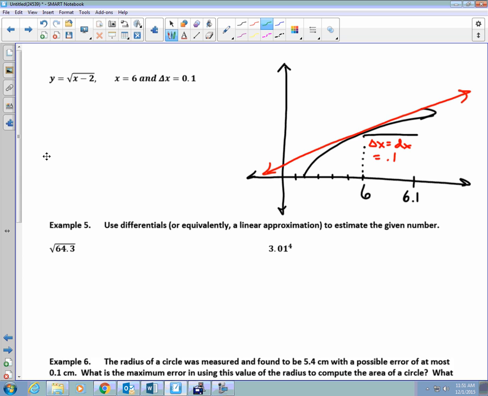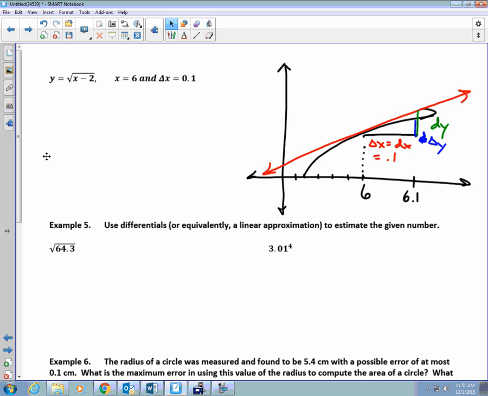So I'm going to draw dy. Does dy go to the red or to the black? What do you guys think? Red, black, black, red. Goes to red. Dy is the change from the linearization, change from the derivative. Delta y is the blue.